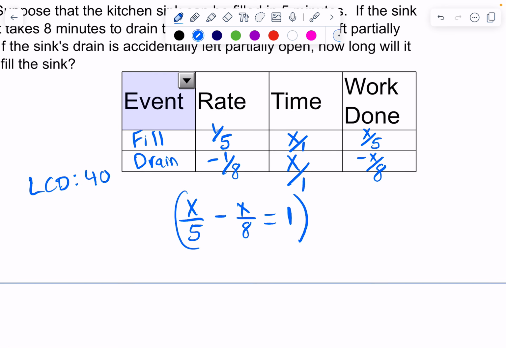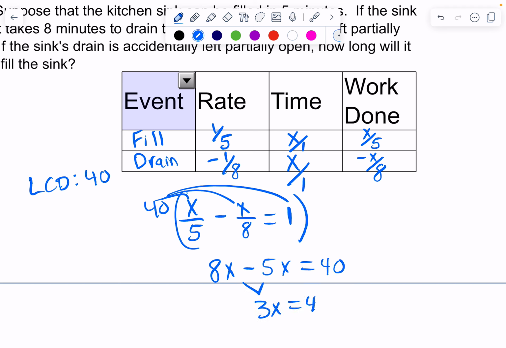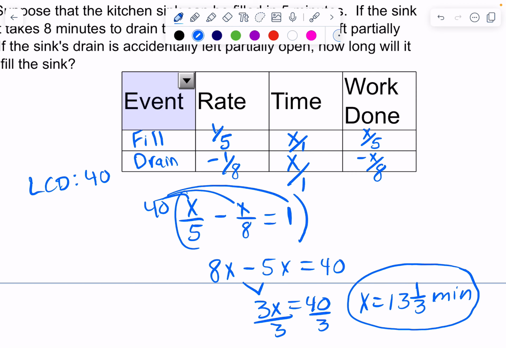So I'm going to multiply 40 to every single numerator. 40 times X over 5 is 8X. 40 times X over 8 is 5X, and that equals 40. 8X minus 5X is 3X, which equals 40, divided by 3, X equals 13 1/3 minutes. And there you have it. That's how long it will take to fill the sink, even with the drain partially open.